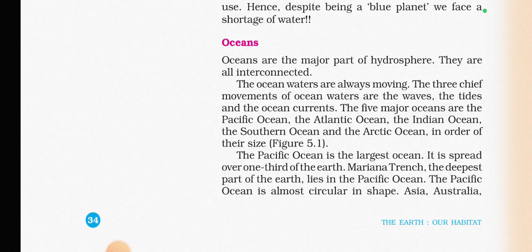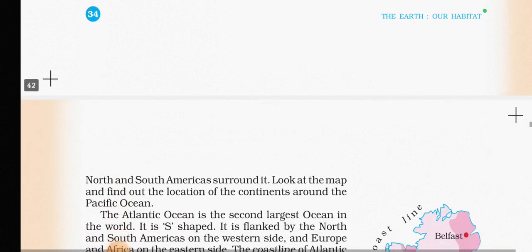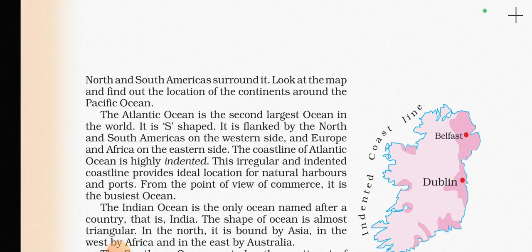The Pacific Ocean is the largest ocean, and it is spread over one third of the earth. The Mariana Trench, the deepest point on this planet, lies in this Pacific Ocean. The Pacific Ocean is almost circular in shape. It is round, and Australia, Asia, and North and South America surround it. You can see it in the map as I have shown you earlier.